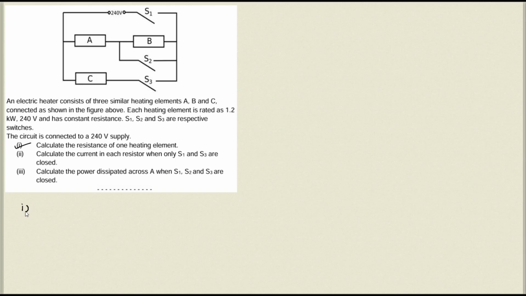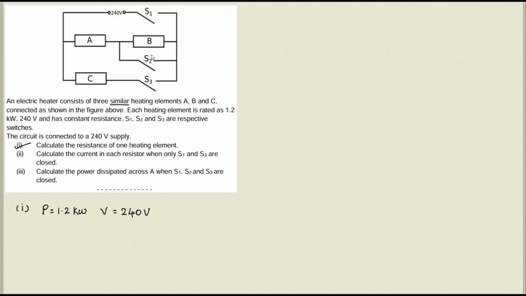So first part of the question, before answering that we can check what all data are given in the question. So we have three heating elements, all are similar in nature, that means the conductor is made up of the same material. They have the same resistance and they are rated as 1.2 kilowatt and 240 volt. So power is given as 1.2 kilowatt and they work with a voltage of 240 volt.